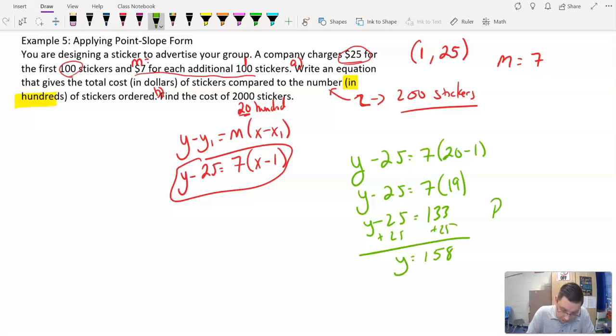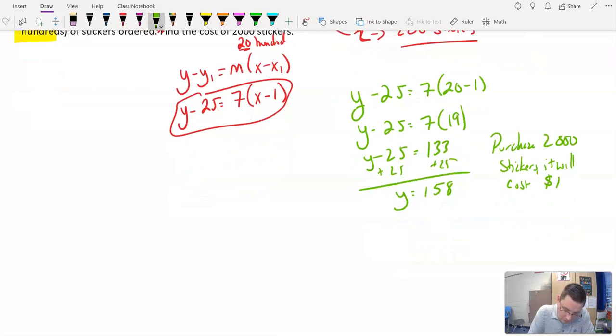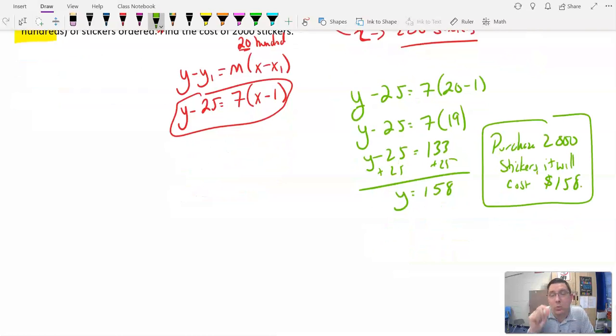That to purchase 2,000 stickers, that's why we plugged in the 20, right? It will cost $158, because remember, word problems require what? Word answers. So again, make sure you plug this in correctly into the appropriate spots.